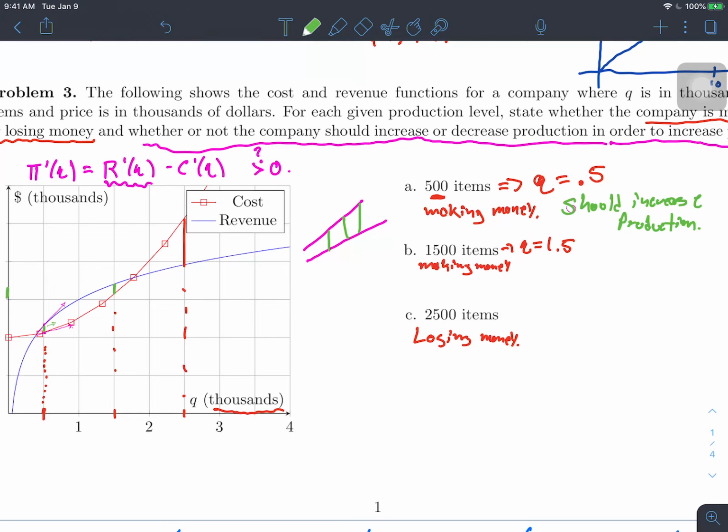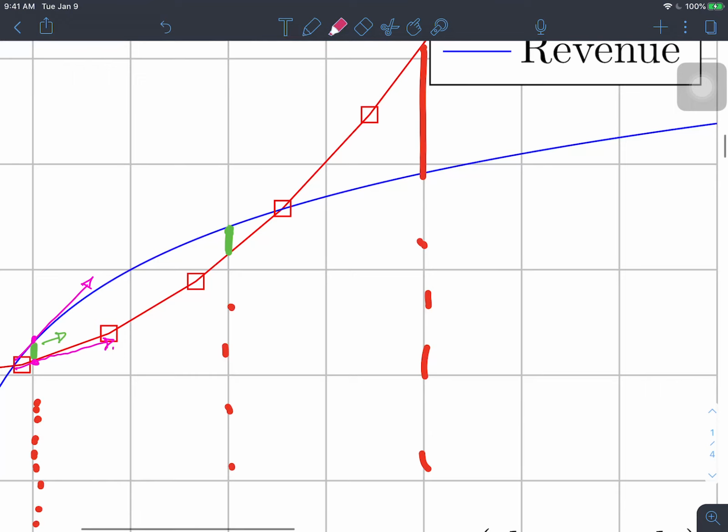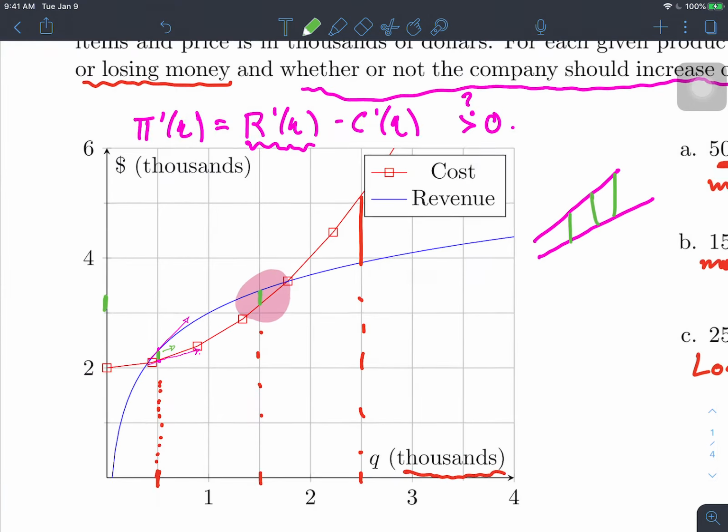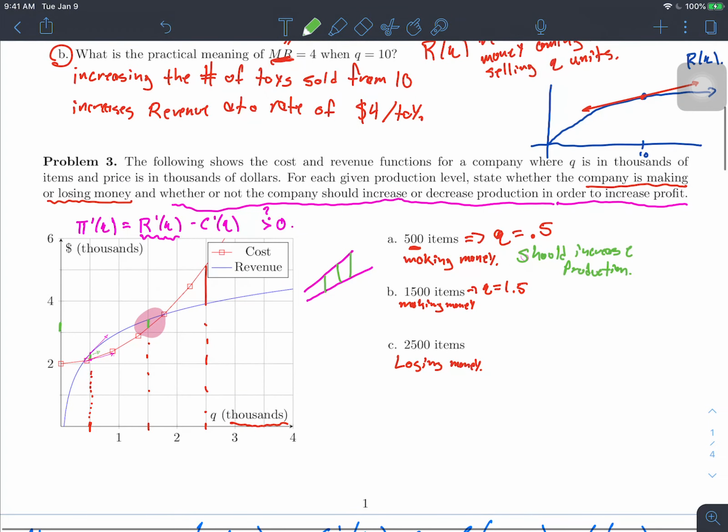Okay, now let's go to 1.5. Q equals 1.5. Now I'm concerned with this region here. As I move to the right, is my green line getting bigger or smaller? Yeah, it's getting smaller. So, should I increase production or not? No, we like big green lines. We should not increase.